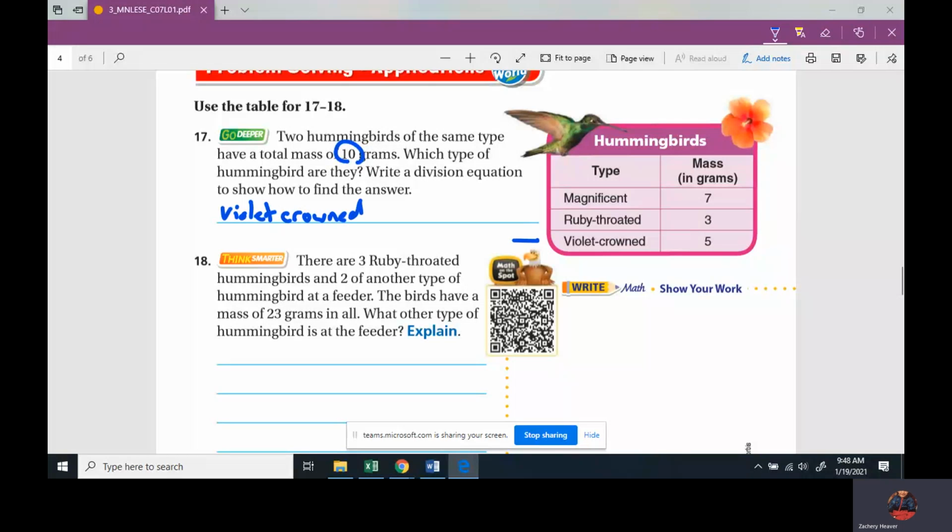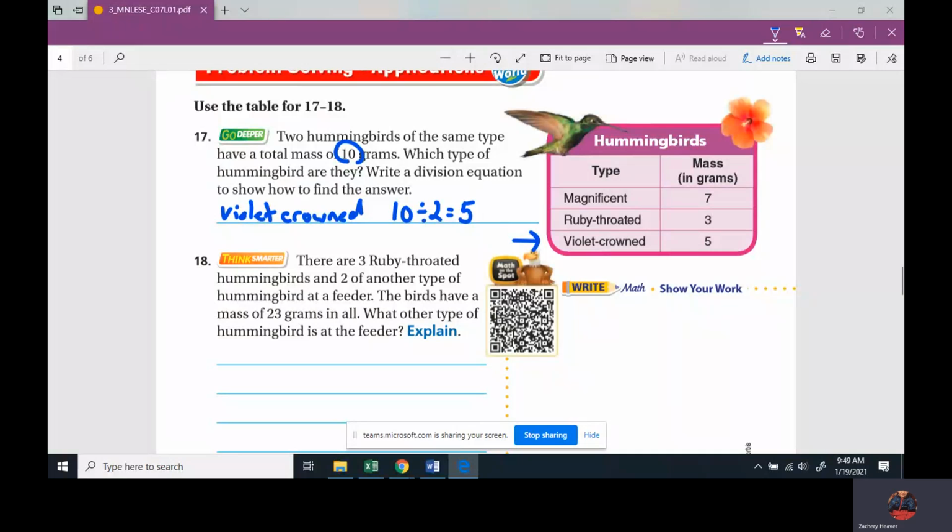And it's this one right here, guys, you know. And I know that because 10 divided by how many violet ones do we have to make 10? 2. And what's it equal, David? There you go. And that shows it. We have to have the same one. So 10 divided by 2 is 5. What's the violet crowned? The violet crowned.